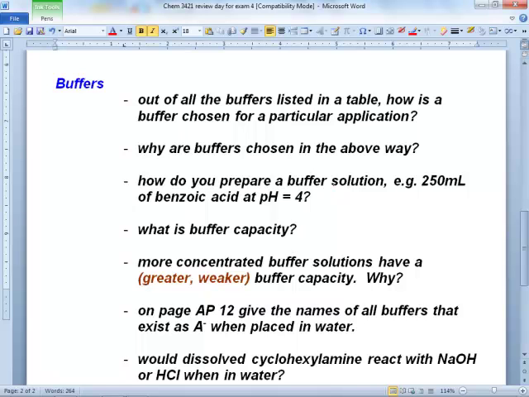Why use a buffer in the first place? That's good. It's a good word. To regulate the pH. Control it. Yeah. That's good. Okay.